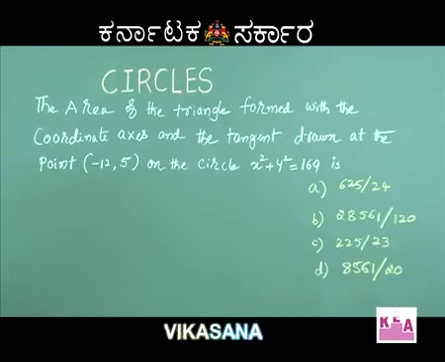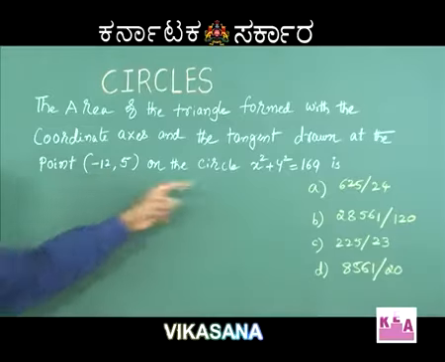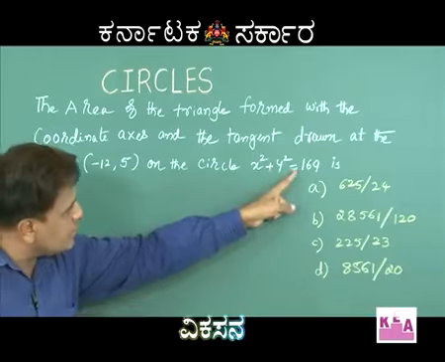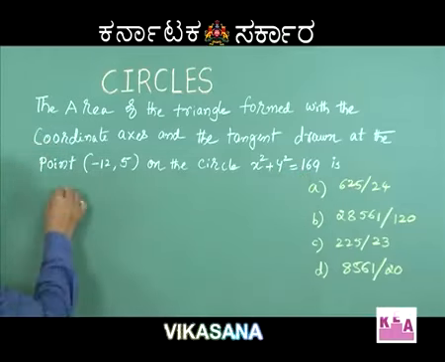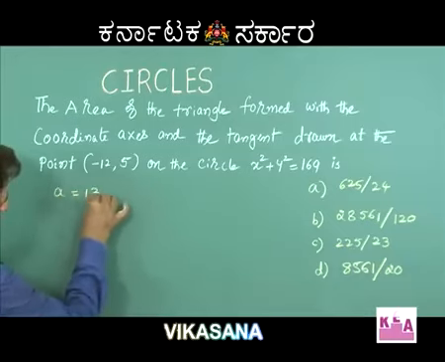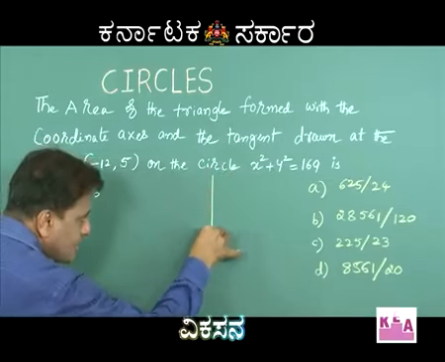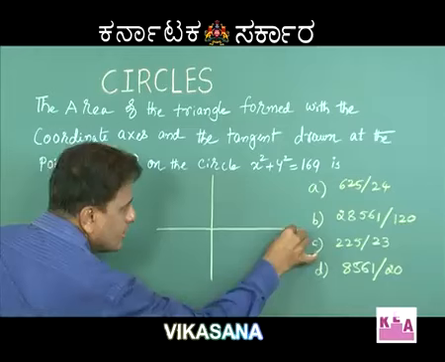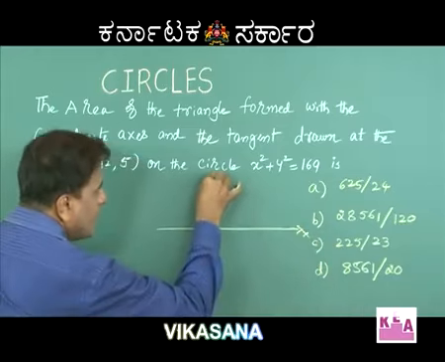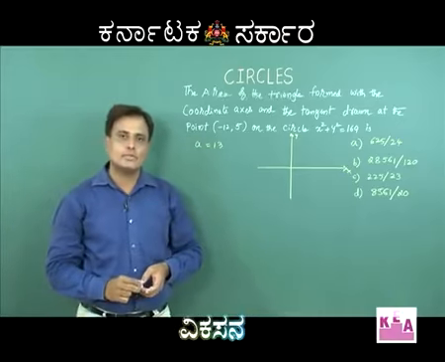Here let us consider the given point is minus 12, 5, and the circle is x square plus y square is equal to a square. That means it is 13 square. Here a is equal to 13. So if you draw the diagram, this is the x axis and y axis. The simple diagram, I am going to draw this small diagram here. Look at this x axis and y axis.